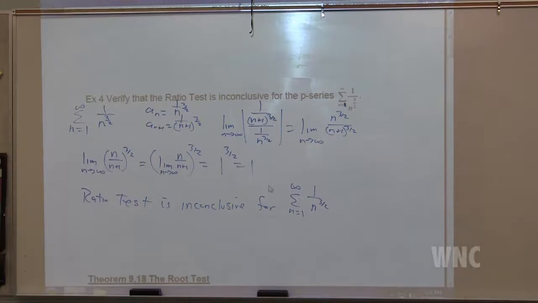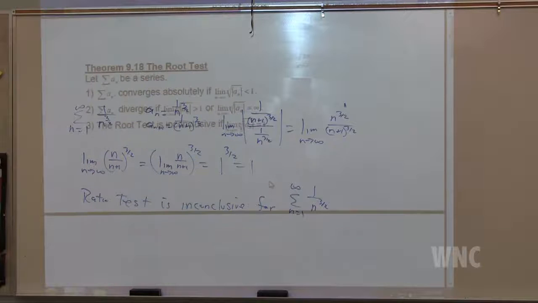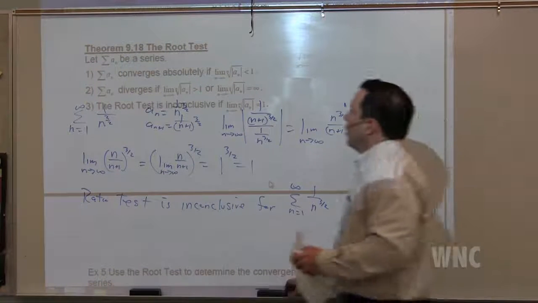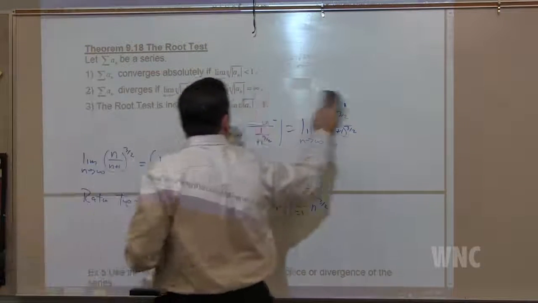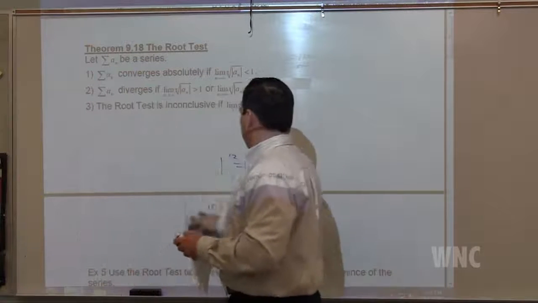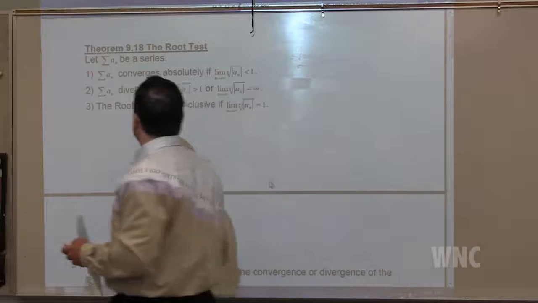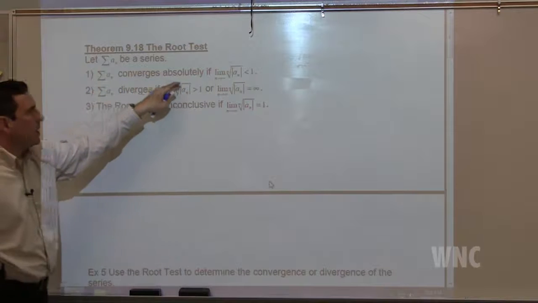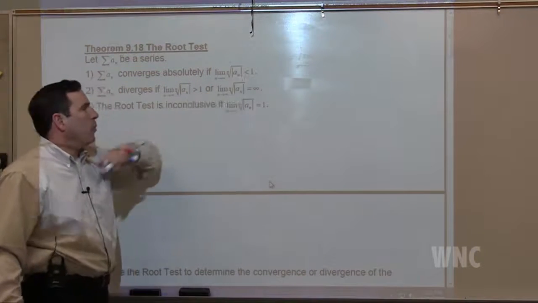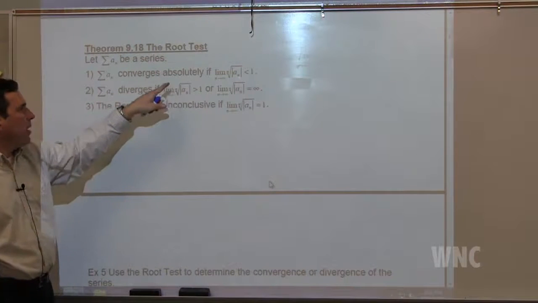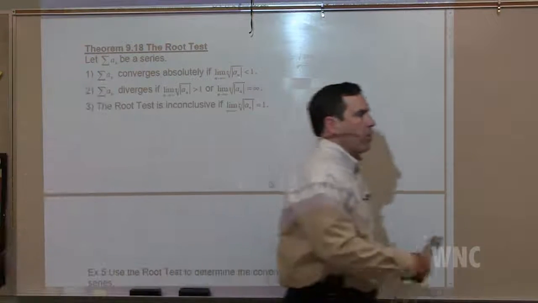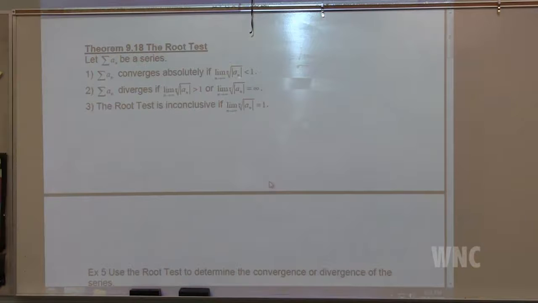Go ahead and move this up, look at the root tests. So here's the root test. Let the sum a sub n be a series. The sum a sub n converges absolutely if the limit of the nth root of the absolute value of a sub n is less than 1. It diverges if the limit of the nth root of a sub n is bigger than 1 or infinity, and it's inconclusive if it's 1.